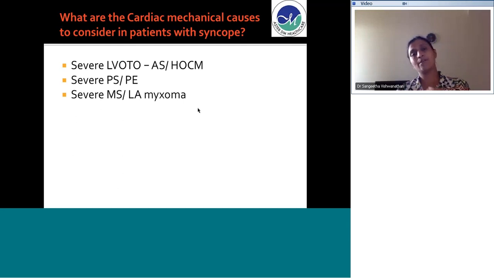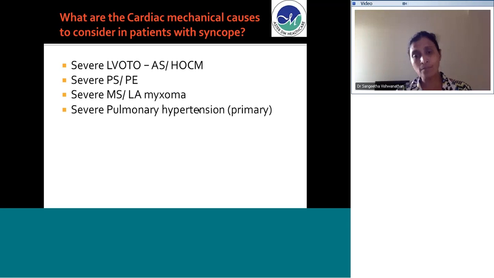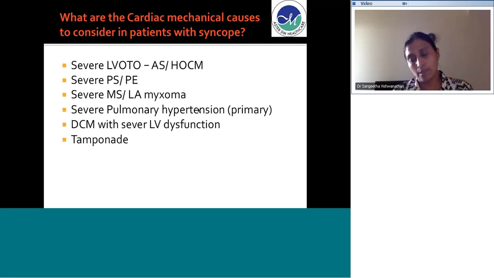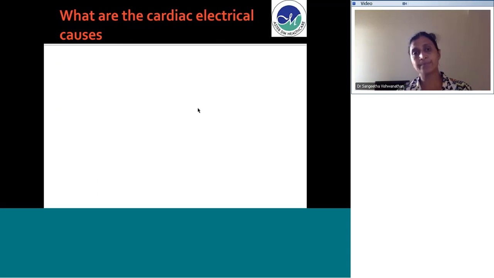Okay, so let's just make sure we've covered everything. LA myxoma, we don't see it in children much, mainly in adults. So the severe PAH we talked about. Tamponade is the other possibility. A severe tamponade, massive pericardial effusion, can limit your cardiac output and produce syncope. Okay, then we go on to the cardiac electrical causes.